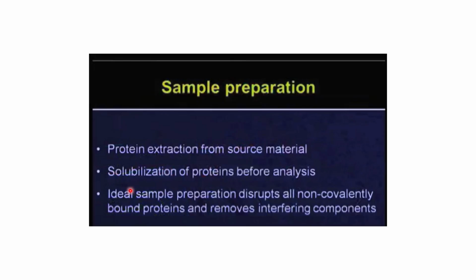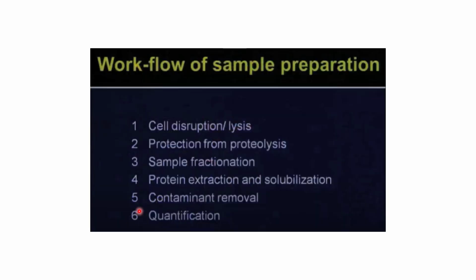Make sure it is getting solubilized. So you need to use certain solvents accordingly so that your protein is soluble. It basically disrupts all known covalent bonds in proteins and removes the interfering compounds. That's the ideal sample preparation. So this is the workflow: lyse the cell, protect it, fractionate it, extract the protein and solubilize it, remove the contamination, and then quantify it.